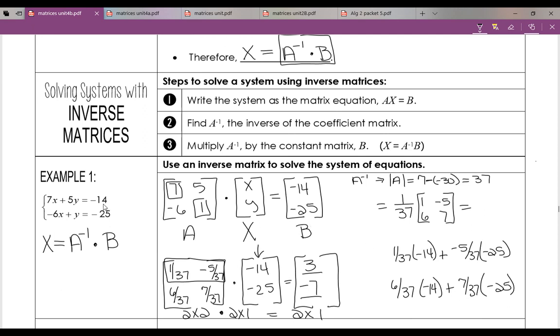Okay, so that means these 2 equations intersect at that one point. So your answer would be 3, negative 7.